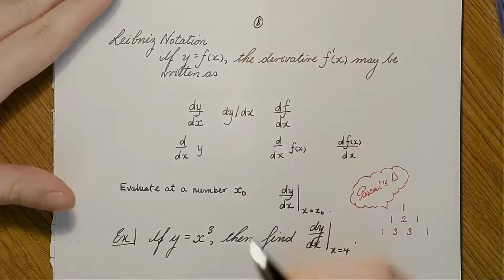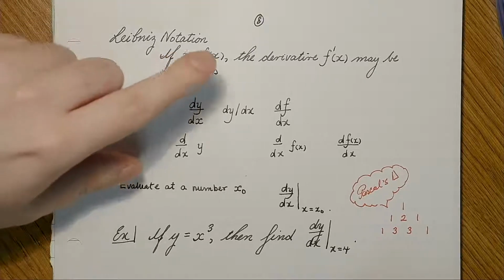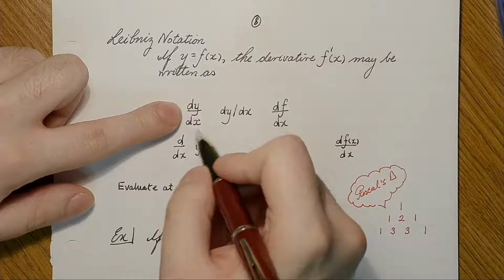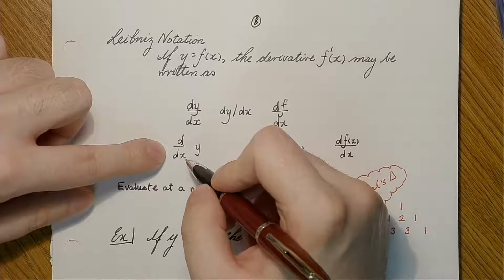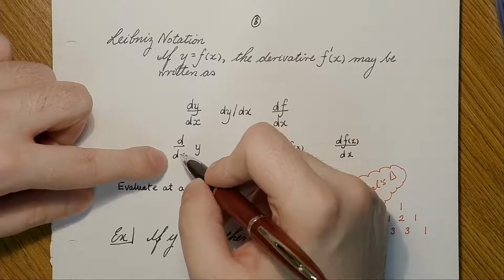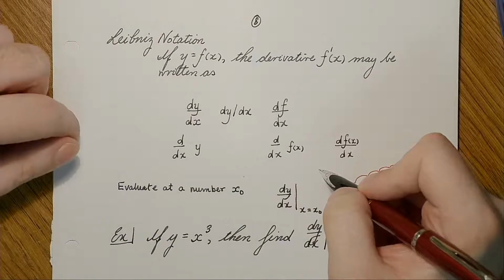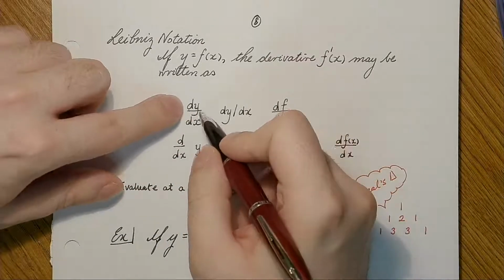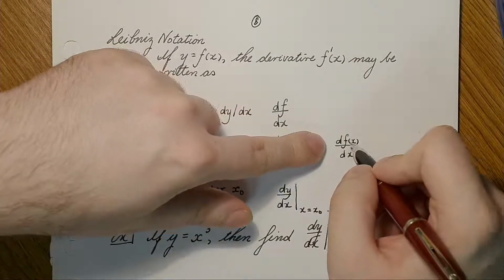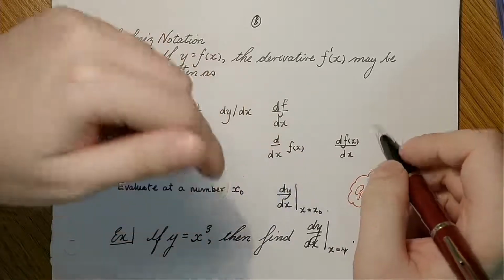Perfect. So we also have Leibniz notation. If we're given a function y equals f of x, then the derivative f prime can also be written as this idea of an operator, d by dx. You can do d by dx applied to y, or to f. Or sometimes people will write it all together, like dy by dx, or df by dx, or d f of x over dx. These are not fractions, it's an operator.